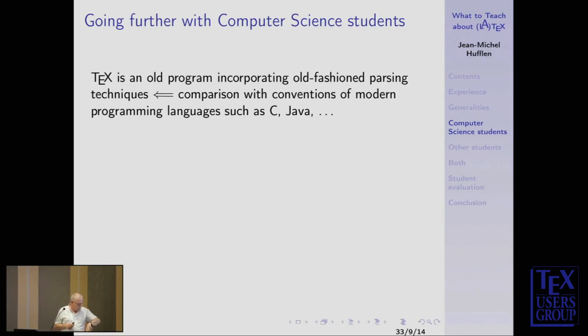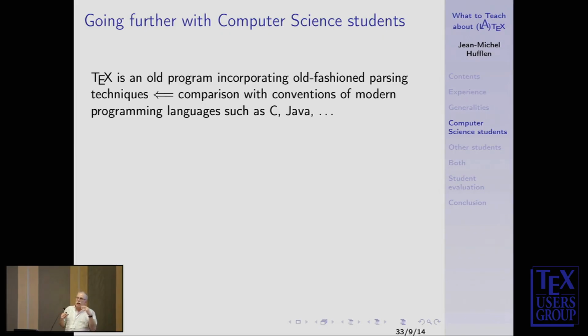So, about computer science students. In France, they practice languages like Java or C++. Okay? That is, they are used to modern techniques.